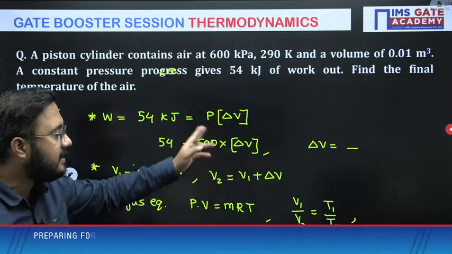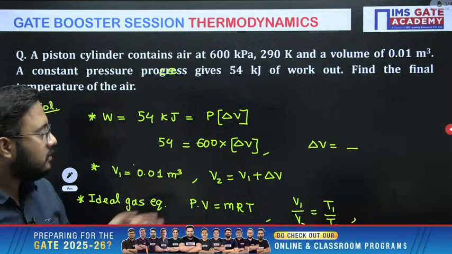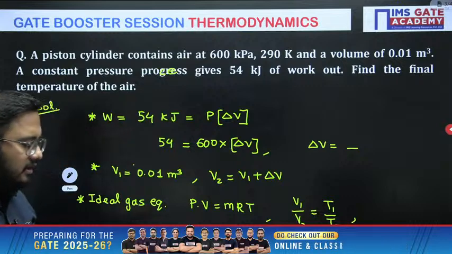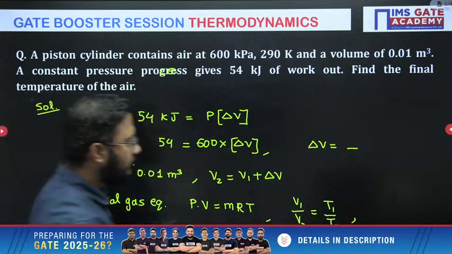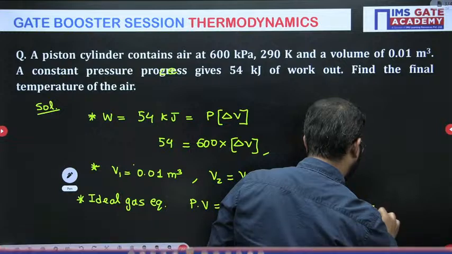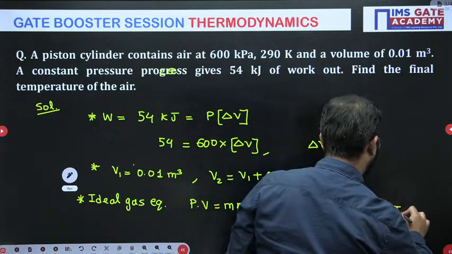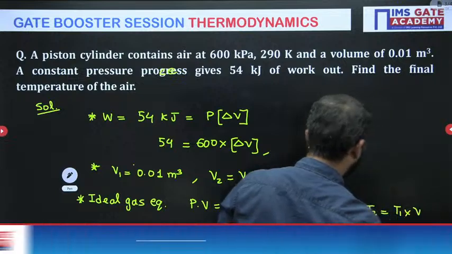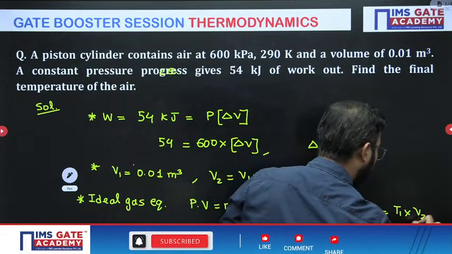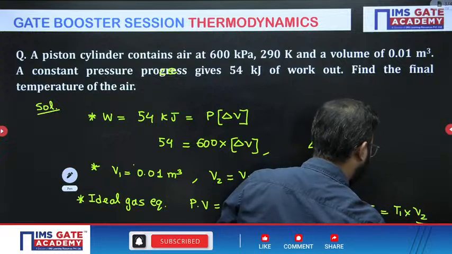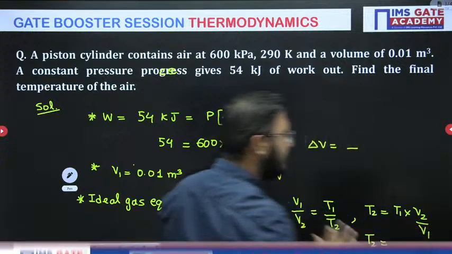V1 already it is given. V2 we can find out. So delta V, if you solve it here, you will get very easily the delta V value. And to calculate the T2 value, you will get T1 multiplied by V2 by V1. So just you need to put the values here. T2 answer you will be getting very easily.